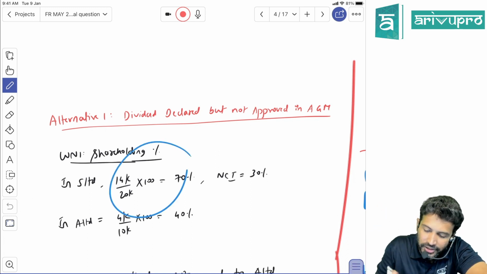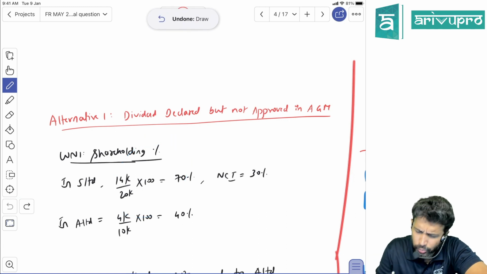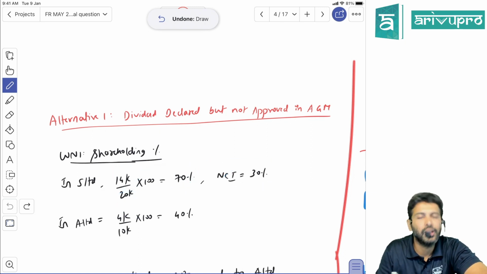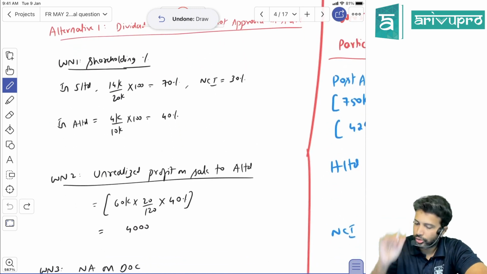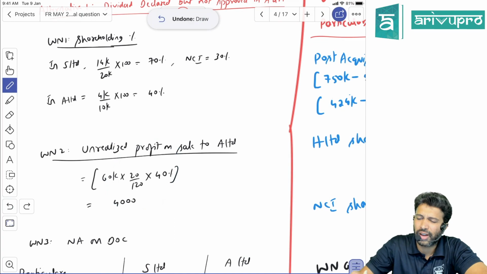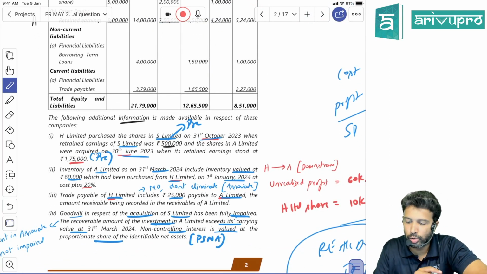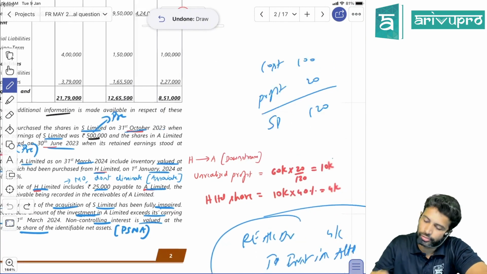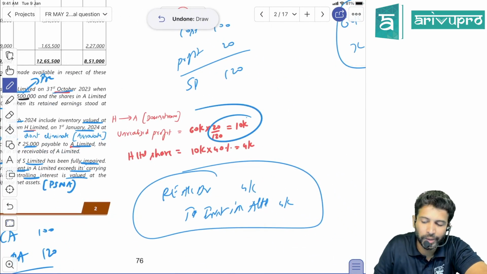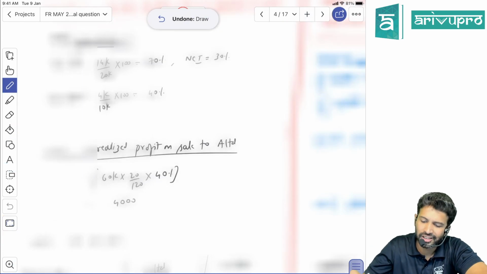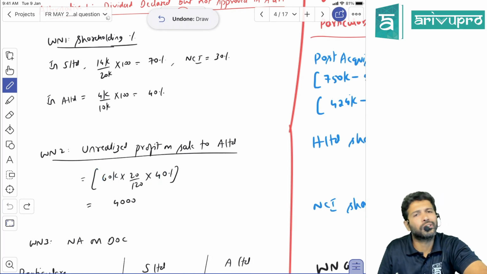First, we find the shareholding percentage working, which you already know. In the subsidiary company we have 70%, so NCI has 30%. Out of 20, the parent had bought 14, so shareholding percentage is 70 and NCI 30. In the associate company, out of 10 we had bought 4, so shareholding percentage is 40. Next, unrealized profit. The parent company has sold goods to the associate company at 60,000. So unrealized profit is 60,000 into 20 divided by 120, which is 10,000. You want only the parent's share, 40% of 10,000, which is 4,000. That is one.